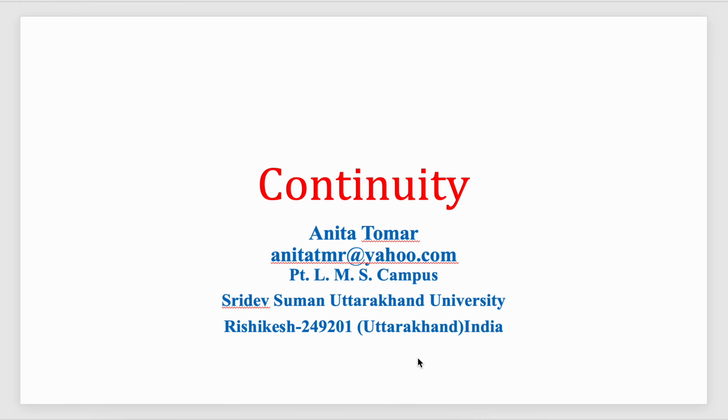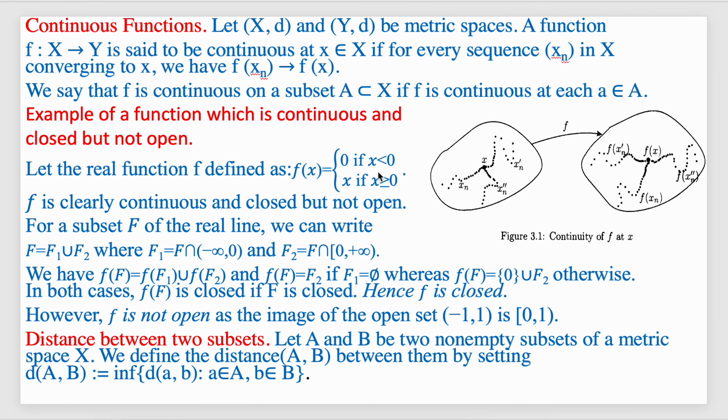Of a function in a metric space. Suppose we have two metric spaces X and Y. Then a function f from X to Y is said to be continuous at a point x belonging to X if for every sequence xn in X converging to x we have a sequence f(xn) converging to f(x) in Y.